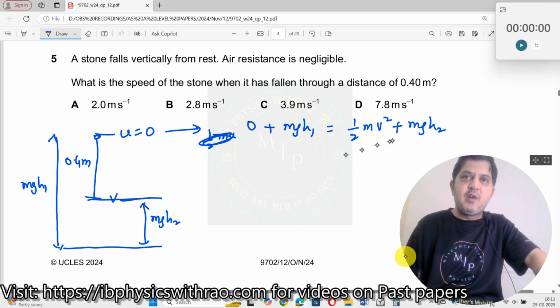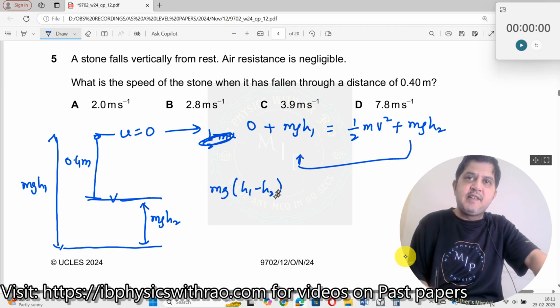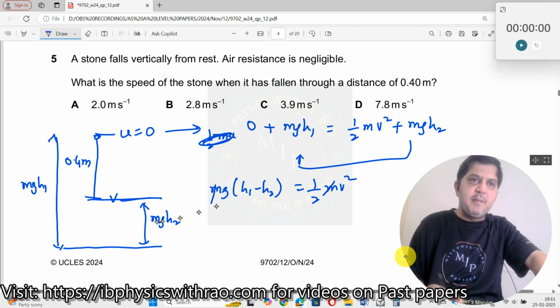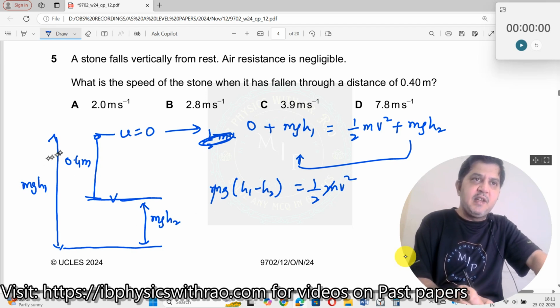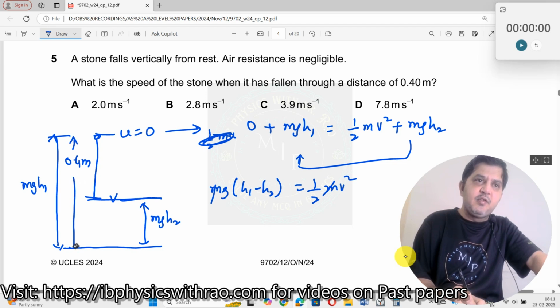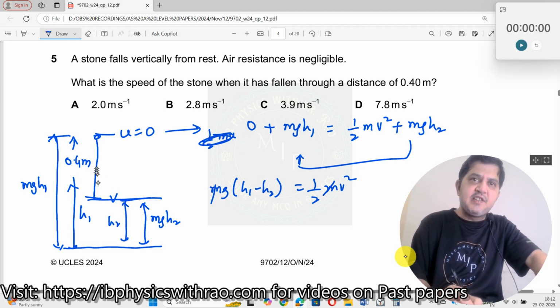So now I can push this one to this side. I can write mg into h1 minus h2 is equal to half mv square. The m and m cancel. What is h1 minus h2? This whole thing was your h1, from here to here, and this was your h2. So h1 minus h2 is 0.4.